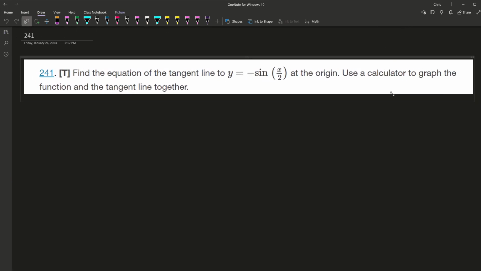Now we're going to look at a few problems from section 3.6. The first I had a question about was question 241. Find the equation of the tangent line to y equals negative sine of x over 2 at the origin. Use a calculator to graph the function and the tangent line together. So remember that the origin is the point 0, 0.